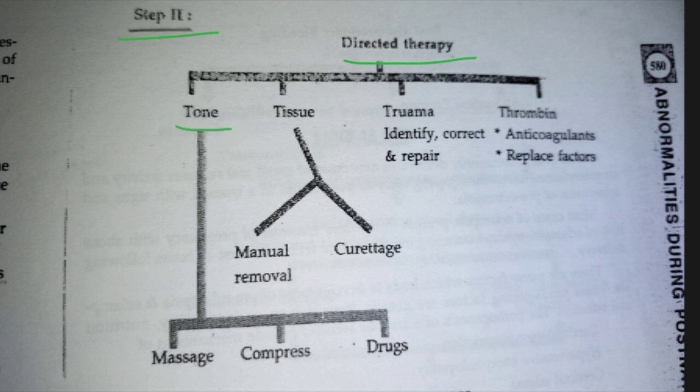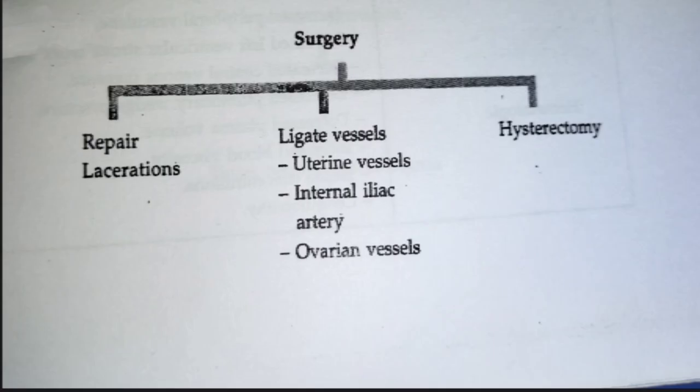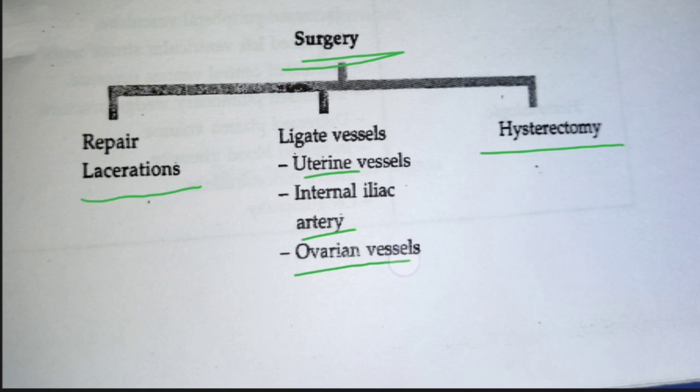Step 2, based on the condition, the therapy will be performed. If tone is the reason for the PPH, then massage, compression and drugs will be provided. If it is tissue, that is related to the placenta, then removal will be done and then the treatment performed. If it is trauma, then we will find out what kind of trauma it is, how deep, and how to repair it. If thrombin is the problem, then we will provide anticoagulant drugs. If treatment doesn't work, we will go with the surgical method. In the surgical method, we will try to repair the lacerations and injuries. If that's not possible, we will remove the part. In whichever part the injury is seen, that part will be removed. Hysterectomy will be performed. This is the management of PPH combined with shock.